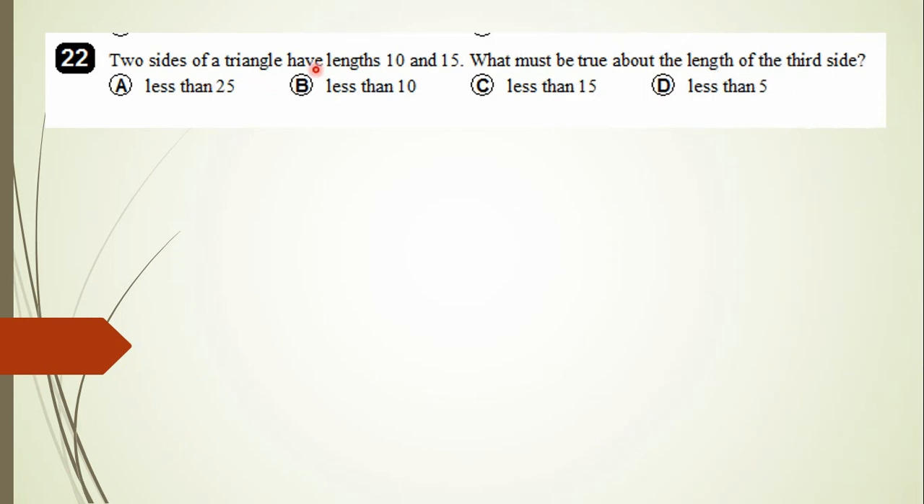Two sides of a triangle are 10 and 15. What must be true about the length of the third one? Less than what? The sum or the difference? Less than the sum. Then what is the sum of 10 and 15? It is 25. Then the condition: the third side must be less than the sum of the two numbers, less than 25.